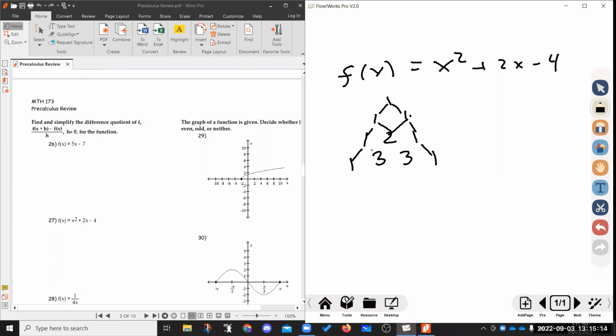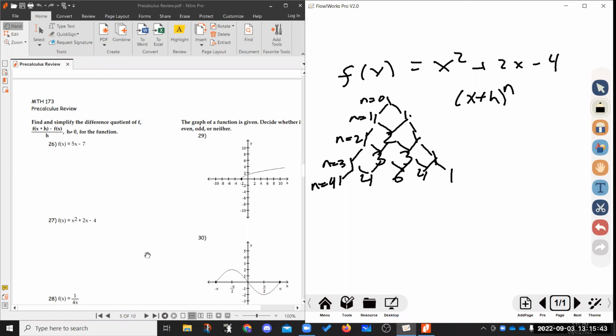And then I add and get the next row. So this next row would be 1, 4, 6, 4, 1, and so on. And you can keep making Pascal's triangle as big as you want to. Why do we need to know Pascal's triangle? Because it's going to give us the coefficients of x plus h to the nth power, where this starts with n equals 0, n equals 1, n equals 2, n equals 3, n equals 4, and so on.